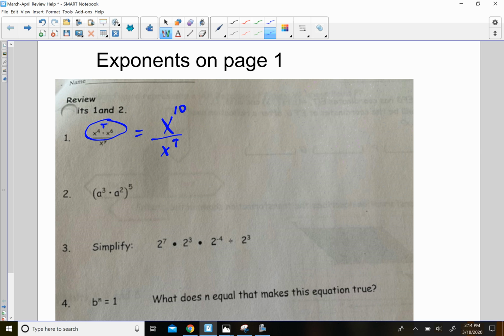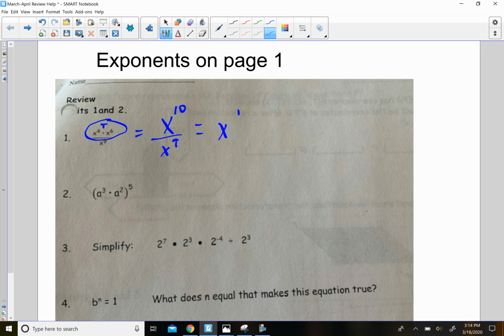So now that I multiplied, I add the exponents. Now I'm going to divide, and if you remember, we subtract them. So this is going to equal x to the 10 minus 9. Oh, not 10. Sorry. The common base is x to the first.